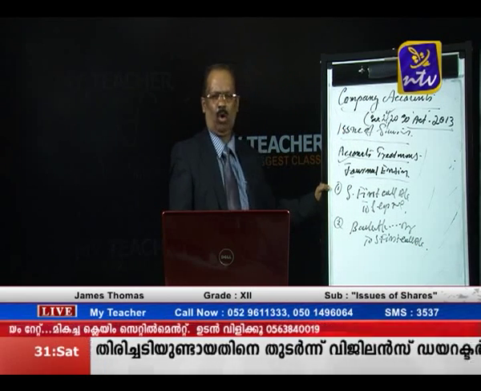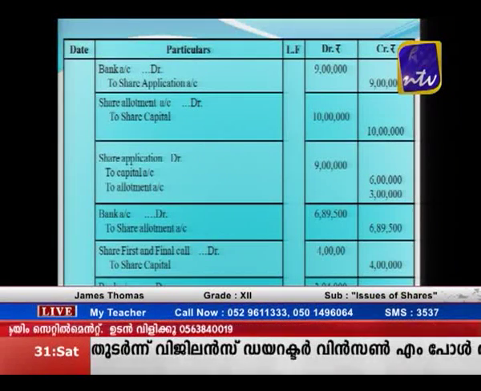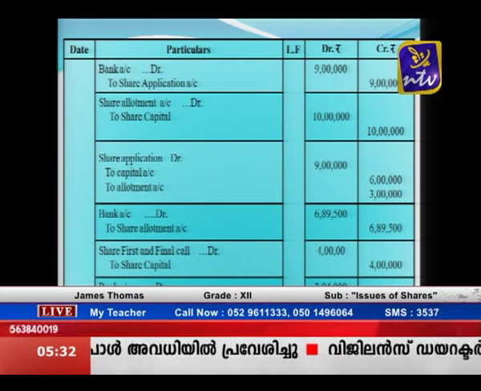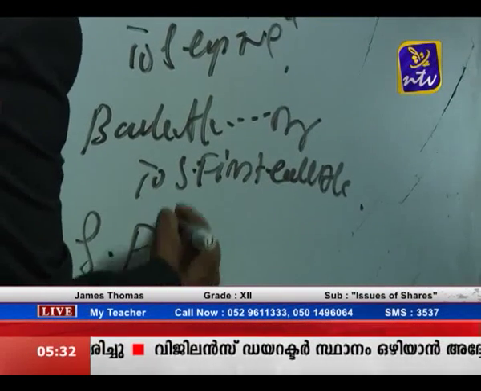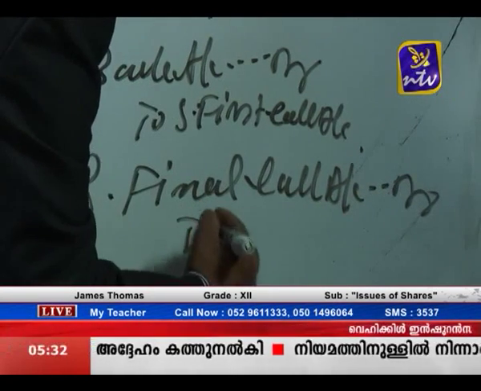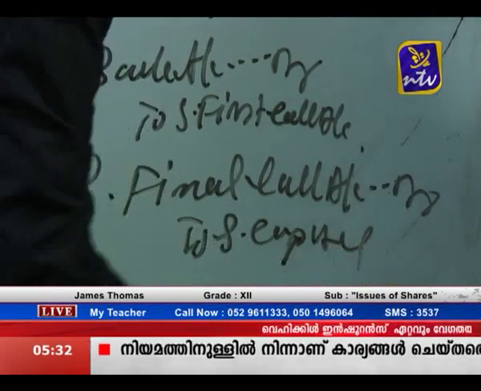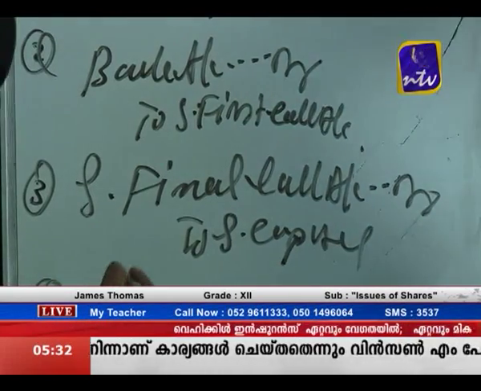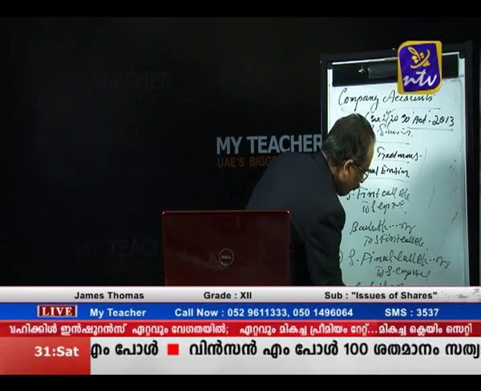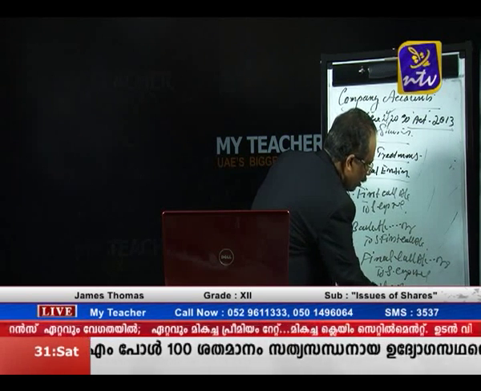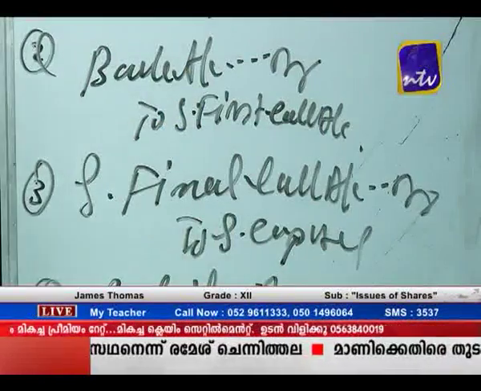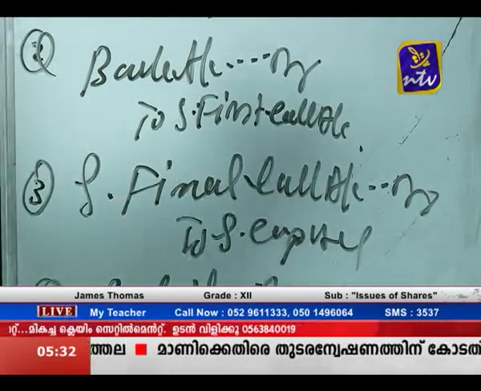Then again next one, on making final call; this was the first installment, first call. Then on making final call, our journal entry is share final call account debtor to share capital, and final call received, and last entry bank account debtor to share final call account. So now you can see on making a first call, our journal entry is share first call account debtor to share capital, and first call is received.